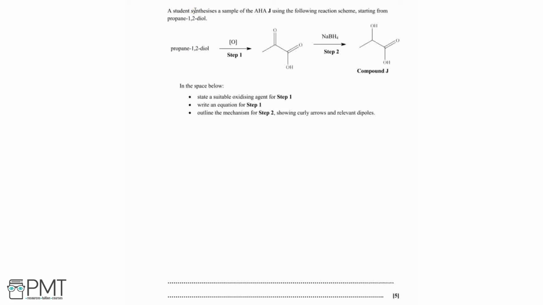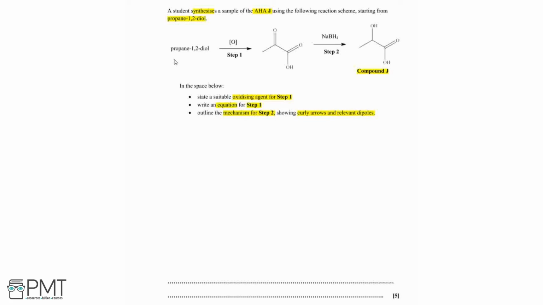A student synthesizes a sample of the alpha hydroxy amino acid J, shown below, using this reaction scheme, and we're starting from propane 1,2-diol. So in this reaction scheme, we've got 2 different steps to go all the way from propane 1,2-diol to our alpha hydroxy amino acid J. And for this question, we need to state a suitable oxidizing agent for step 1. We need to write an equation for step 1, and we need to outline the mechanism for step 2, making sure that we show our curly arrows and any relevant dipoles in the mechanism.